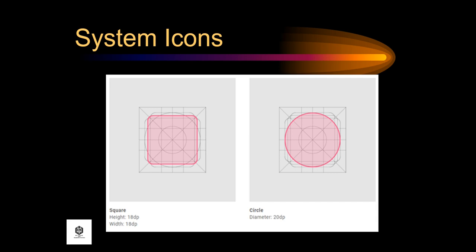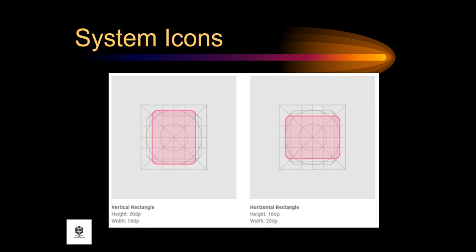An example image of the square, which is 18 dp in height and 18 dp in width. And then the circle image, which is 20 dp in diameter. Another image is for the vertical rectangle, which is 20 dp in height and 16 dp in width, and the horizontal rectangle, which is 16 dp in height and 20 dp in width.